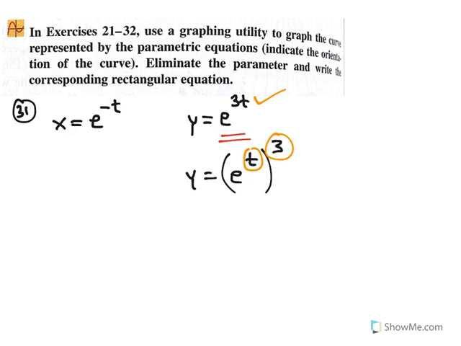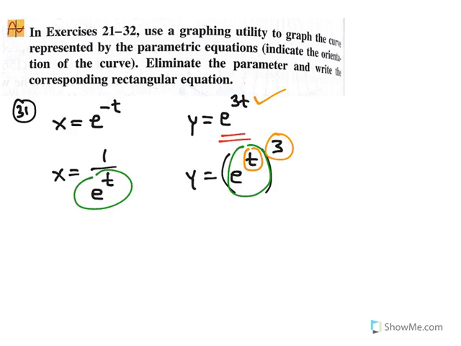Now, this one here, you're going to write this as e to the -t using properties of exponents. You can write that as 1 over e to the +t. One thing that you might notice is that in both of these equations, I have e to the t. So we're going to take advantage of that. So we don't have to solve for t completely. It's enough for me to just solve for e to the t.